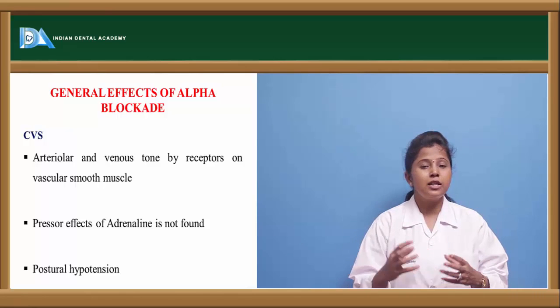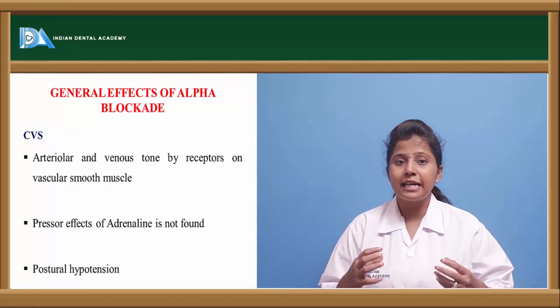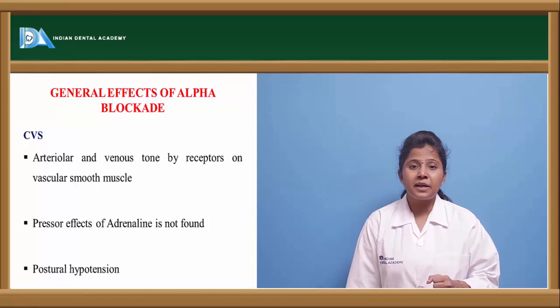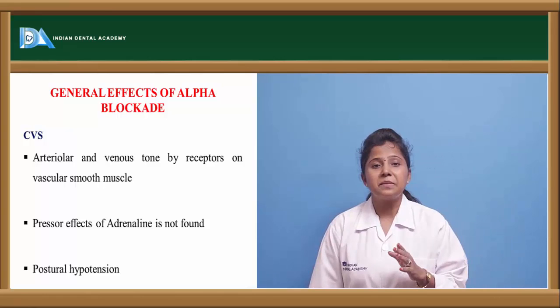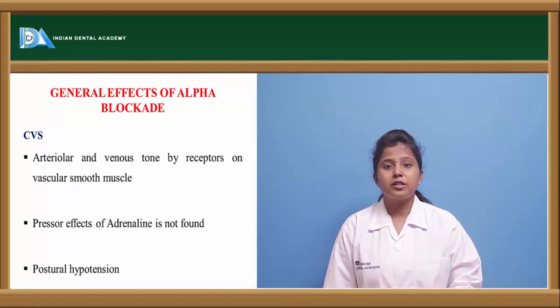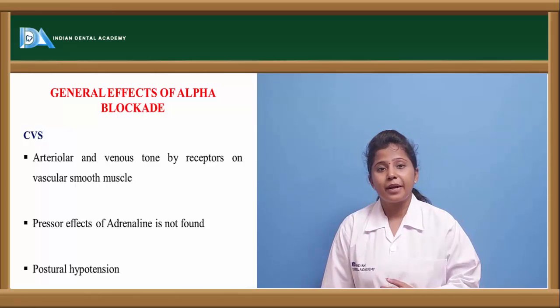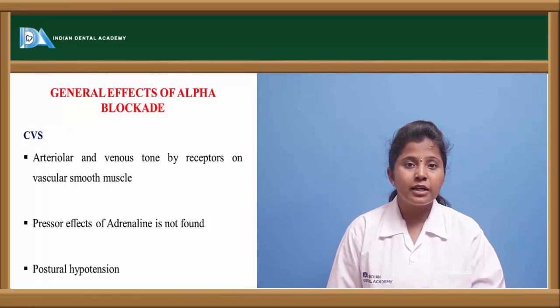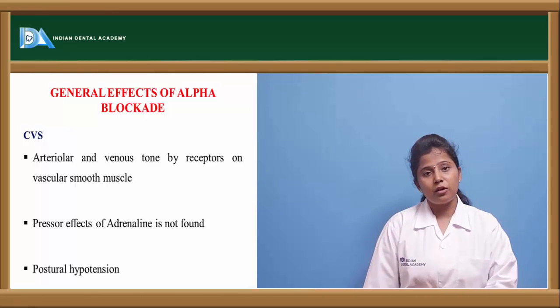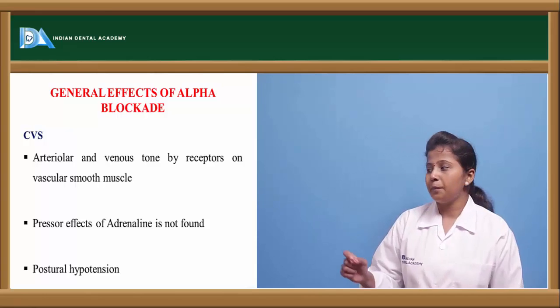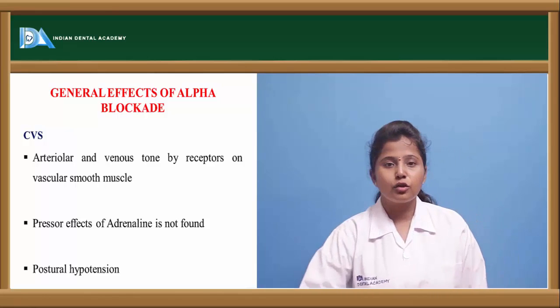So the smooth muscle tone, or else the contractility and relaxation of these arteries and ventricles, will be determined based on the receptor which it is binding to. For example, if it is binding to alpha receptors, it shows contraction, whereas if it is binding to beta receptors, it shows relaxation. So the effect on that particular smooth muscle will depend on which receptor it is binding to.